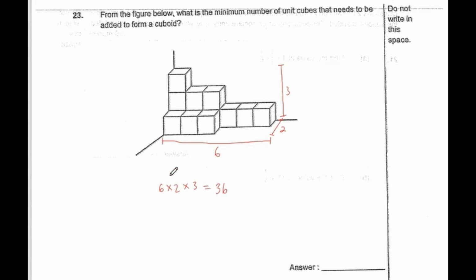Now I count by layers. So let's say the tallest, no, I count by columns. The tallest column has 3. Second tallest has 2. And then the rest, 1, 1, 1, 1, 1, 1. Total, 3 plus 2 times 2 plus 6. Because all the ones give me 6. This is 13. So how many more do I need? 36 minus 13. 23.